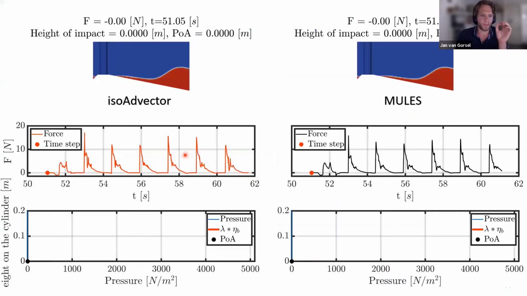For which we have a small video. At the top, you can see the state of the wave when it propagates towards the cylinder and hits the cylinder. In the middle is the force, where the dot indicates the time step. And at the bottom, you will see the pressure in the center line of the cylinder. That also includes the centroid of the pressure and the area or the height on the cylinder that is affected by the wave.